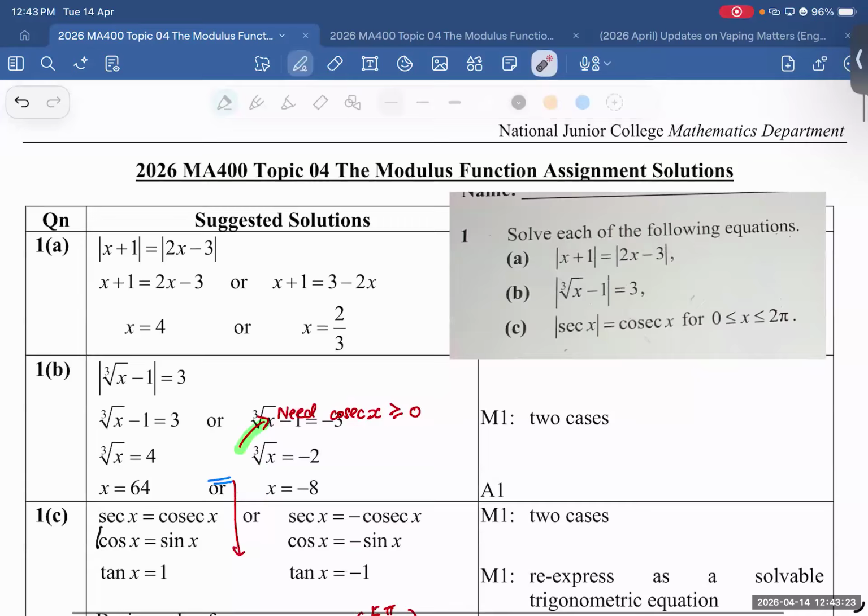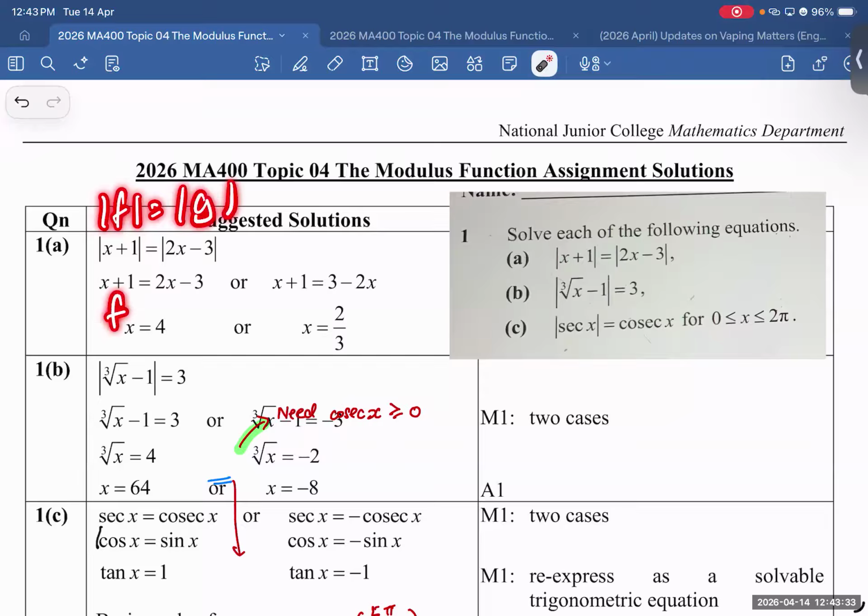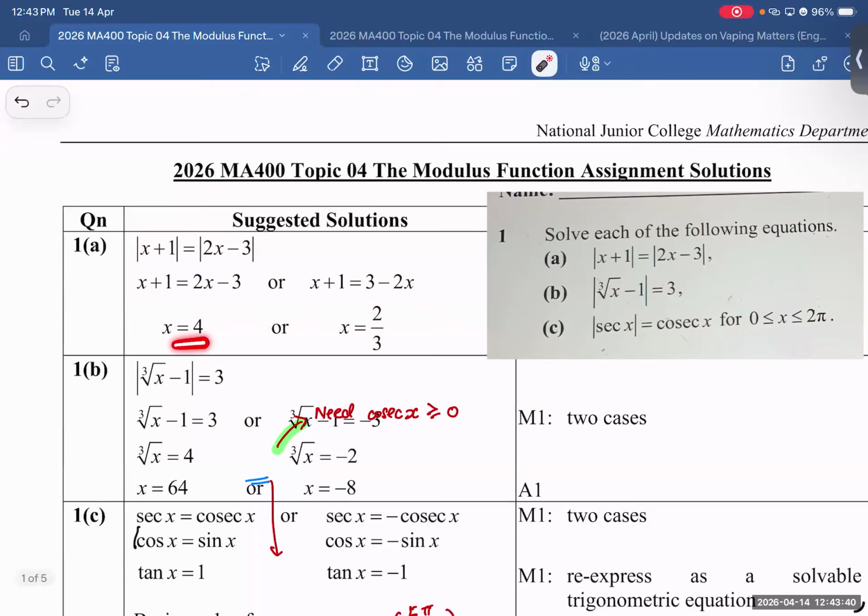Okay, so let's go to question 1. Question 1, you have modulus F equals modulus G. That is basically F equals G or F equals negative G. So that's why you solve, you have x equals 4, x equals 2 there.